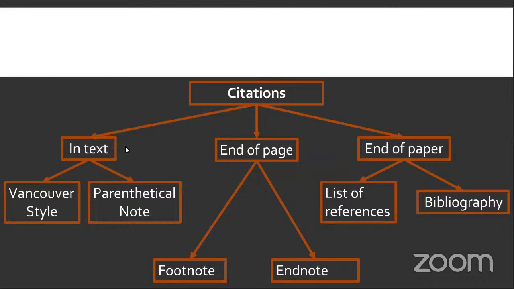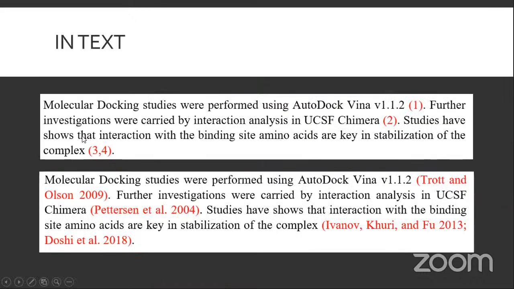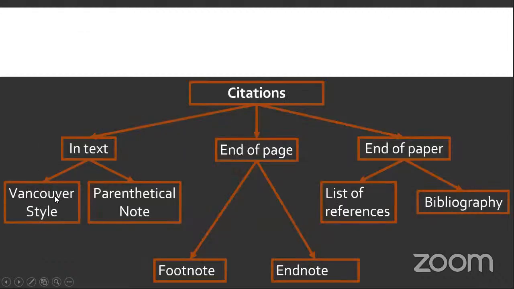So, first of all, let's talk about in-text citations. As the name suggests, in-text means these appear within the text. So this is an example of in-text citations. As you can see here, two different documents are given and the citations are given in different ways. In the first document, the citations in red are given as numerals: number 1, number 2, 3, 4, etc. This kind of style of writing the citations in numbers is called the Vancouver style, which I have mentioned over here.